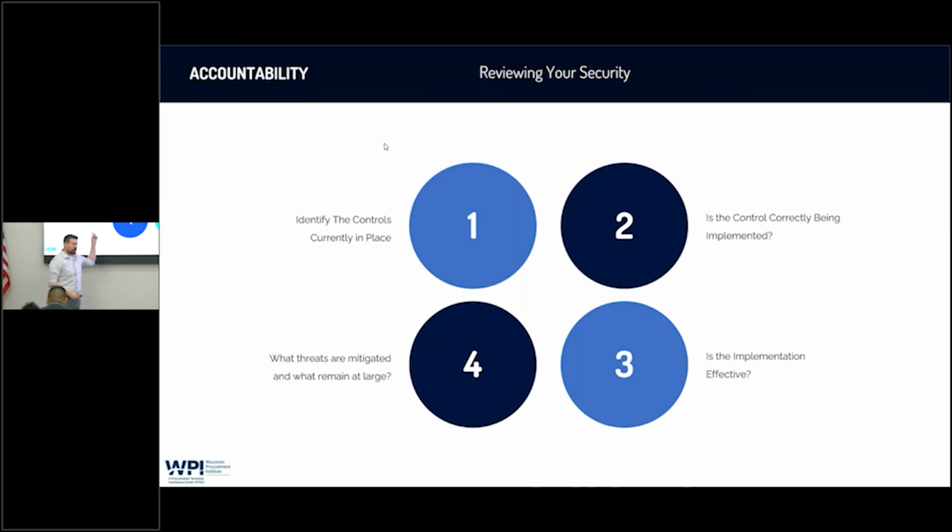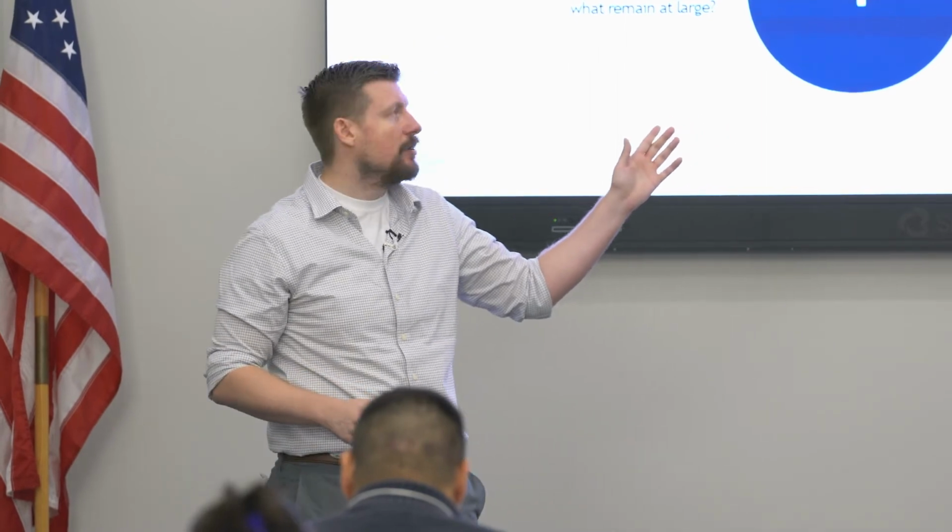Identify the controls, or the things you are doing to help yourself be more secure as they are right now. Just identify them. Then ask yourself, is this being done the way I wanted it to be done? And you want to do this at least annually. You want to do this for everything you put in place, every plan, every tool you're using. Is this being done correctly?